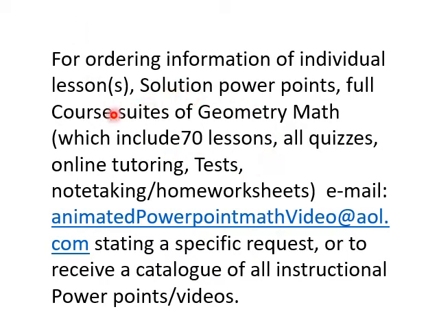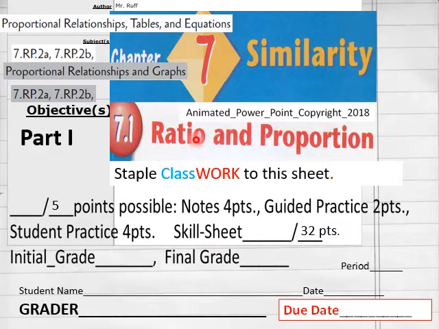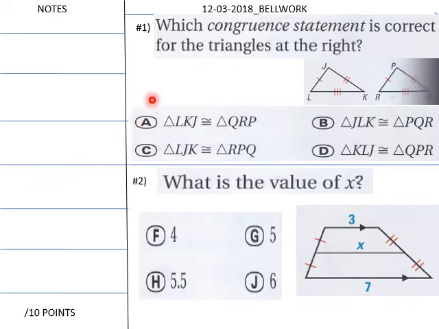Hello everybody, we're getting ready to start 7.1 of Geometry Math. 7.1 is ratio and proportion in Chapter 7, which is about similarity. 32 points of classwork and then 5 points of note-taking in 7.1. Here's our bell work today.